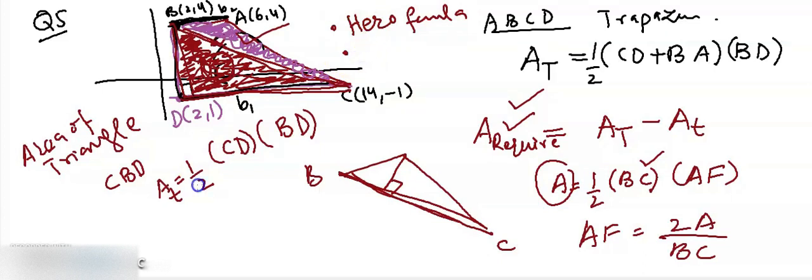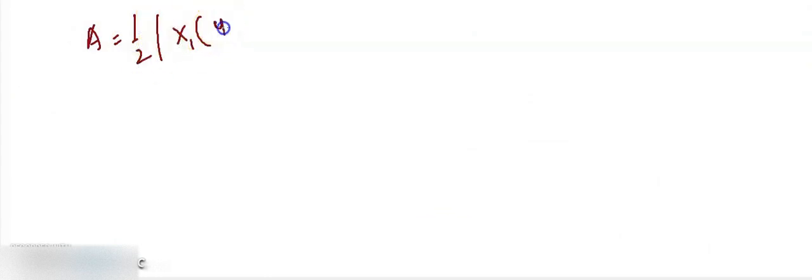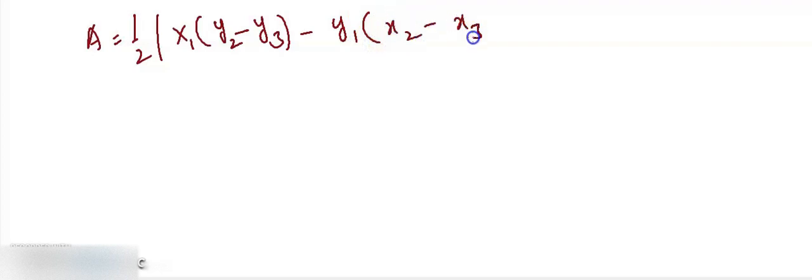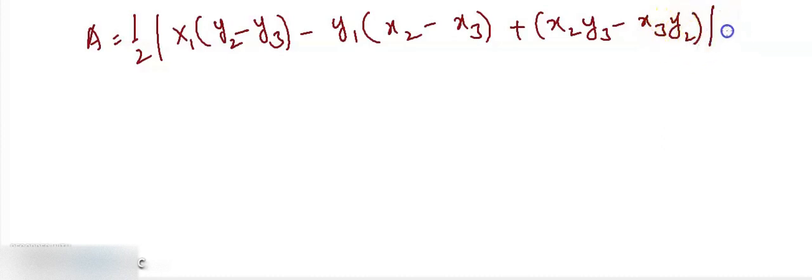What was that formula? Let me write down that formula again over here. The formula was area equal to 1 over 2, x1 times (y2 minus y3), plus y1 times (x2 minus x3), plus (x2 y3 minus x3 y2). If I am making a small mistake, you can confirm it from Google. So that was it till question 5. Let's move to question 6 now.